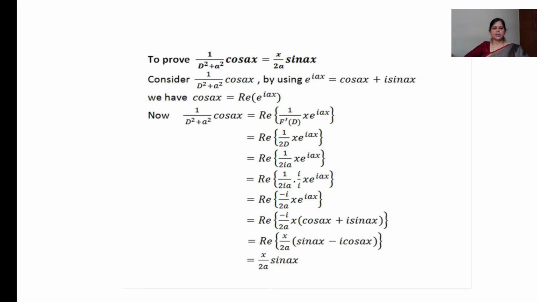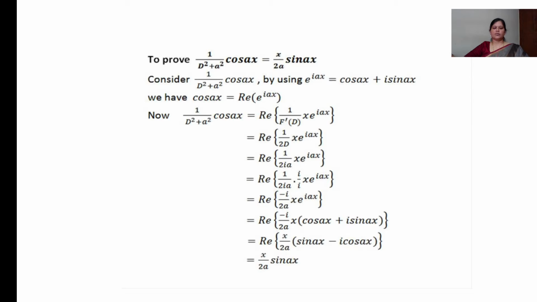Next, substituting the value of D square equal to minus a square is not possible here, because we now have the exponential form. So, as in the first type of particular integral, the e to the power ax form, in the place of ax we have iax now. So we replace D by ia, and the denominator becomes now 2ia. So we are getting the real part of 1 by 2ia into x into e to the power iax.